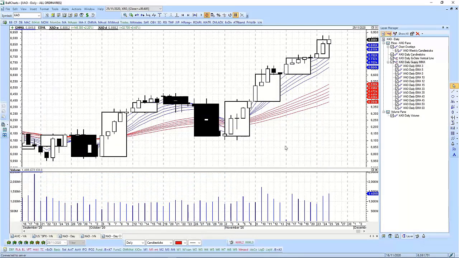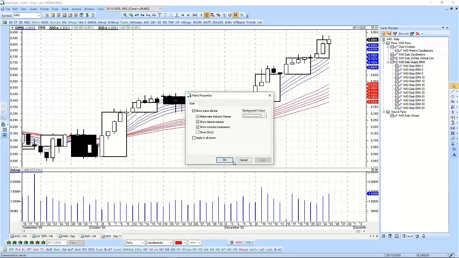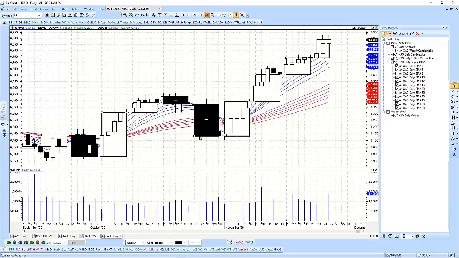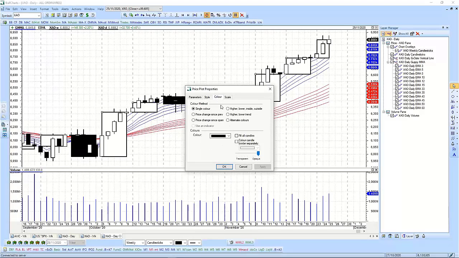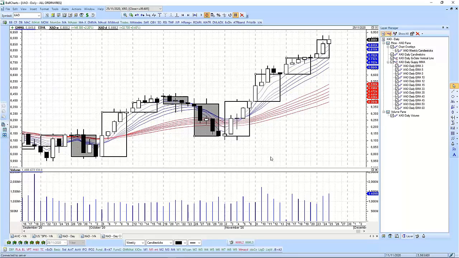So there are ways to manipulate all of this so that there's more clarity. And if you can't see the daily candles in amongst the black ones, like I did before with the black ones, change the degree of transparency or opaqueness. So there's all of those things you can do with BullCharts.